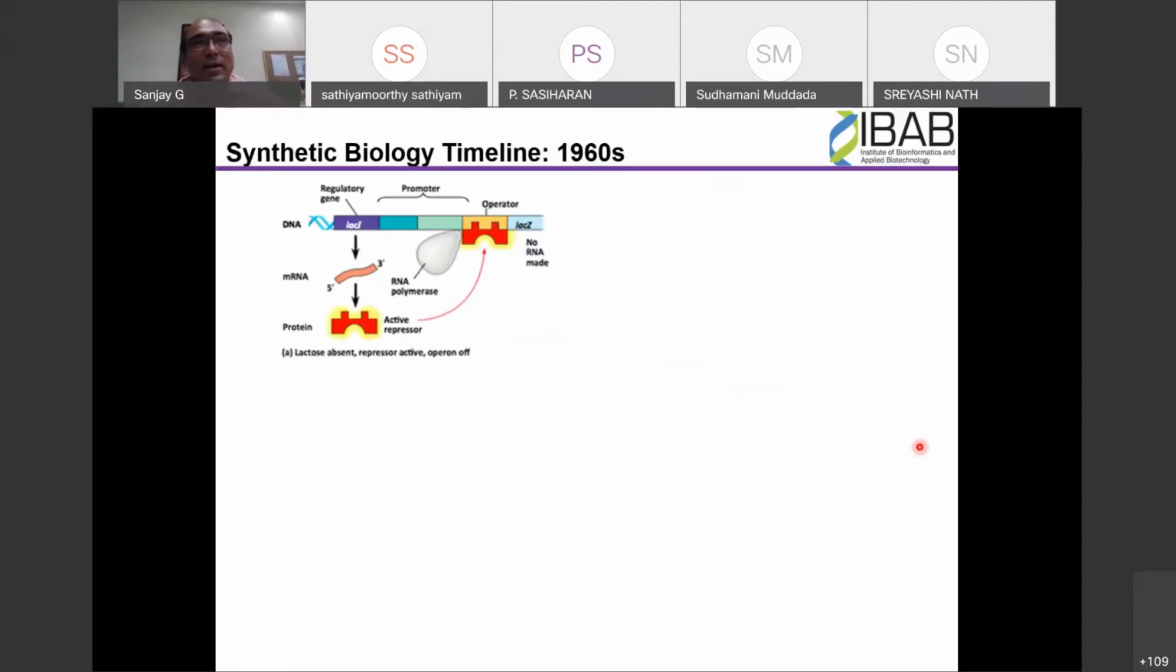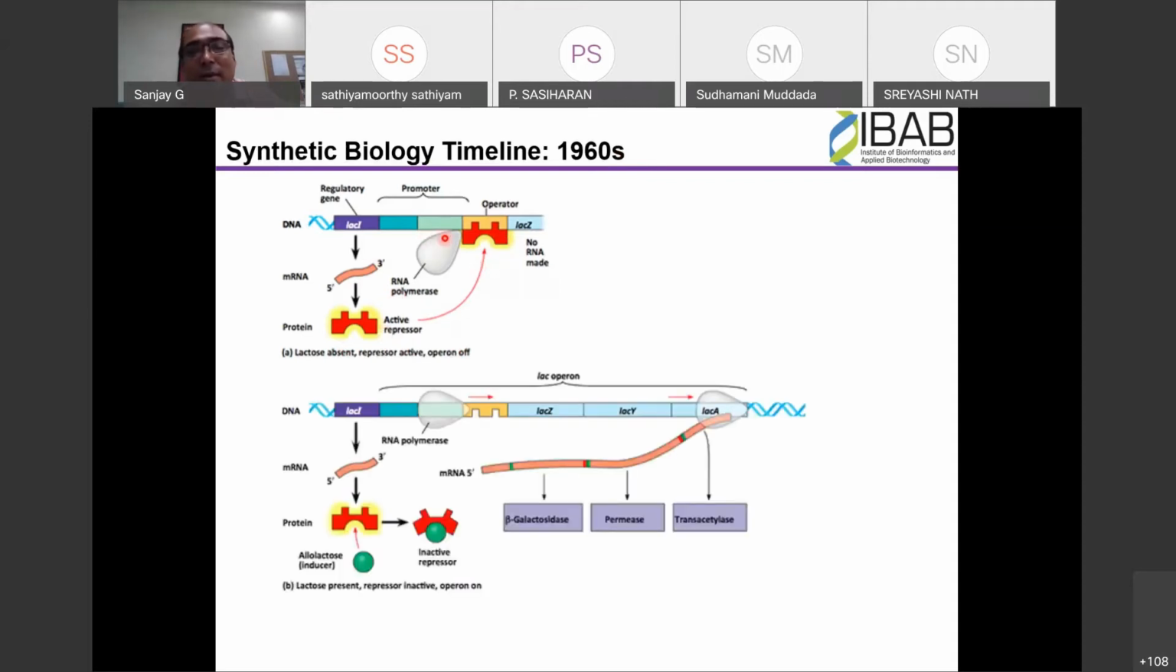Now, let's come to the part of how all of this started and what the technological advances were which made all of this possible that we are talking about today. If you look at the timeline, in the 1960s, Jacob and Monod, we all are aware of this lac operon, right? So they found that in the absence of lactose, the lac operon is off because there is a repressor which goes and binds and prevents the RNA polymerase from transcribing. However, as soon as you add lactose to the media, this repressor is inactive and these enzymes are made.